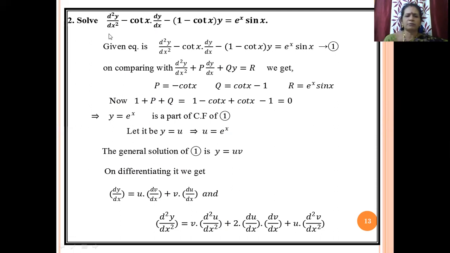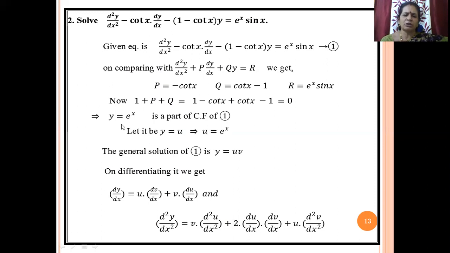Now coming to the second problem, which is almost similar to the first one. This is the given equation. Now compare this with the linear equation of the second order with variable coefficients. From that we will get P is equal to, Q is equal to. Now for finding the complementary function, take the equation as 1 plus P plus Q. This is a trial and error method only. We use the 4 methods; substitute and see which one is satisfied, and take that one. From that we take the complementary function.